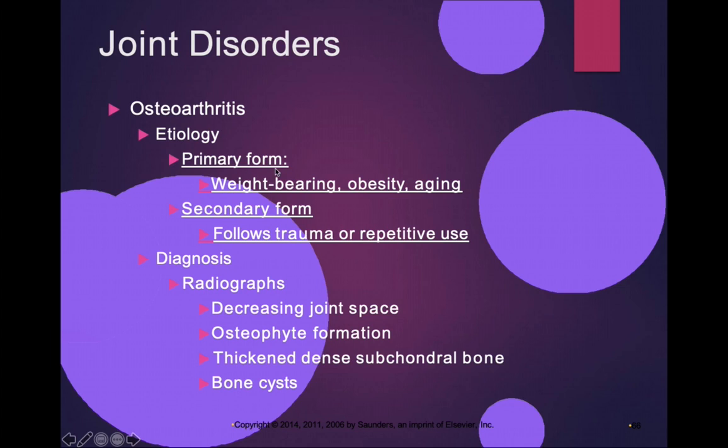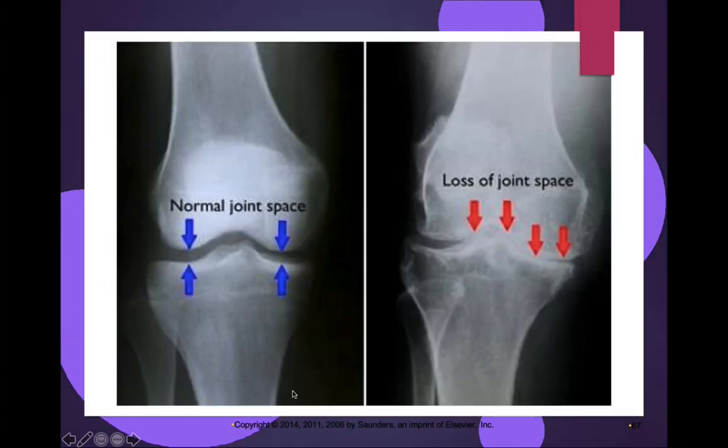The etiology, the primary form, is weight-bearing, obesity, and having these things over a period of time. The secondary form is going to follow some sort of trauma or repetitive use. And the diagnosis is really through x-rays. You can visually see a decreased joint space. You can visually see osteophytes. There's thickening of the dense subchondral bone, and many times you can see these bony cysts that develop.